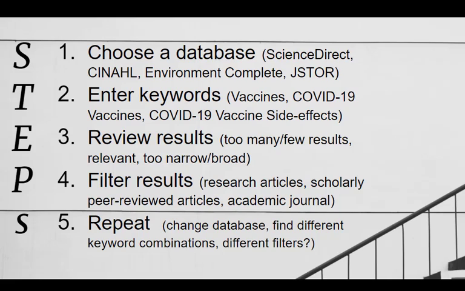For the assignments in your Bio 4311 course, you will be required to find scholarly peer-reviewed journal articles that have been published in the field of biology or sciences. We can recommend a couple of databases for you: ScienceDirect, CINAHL, Environment Complete, and JSTOR. There are links to these databases on your class LibGuide.